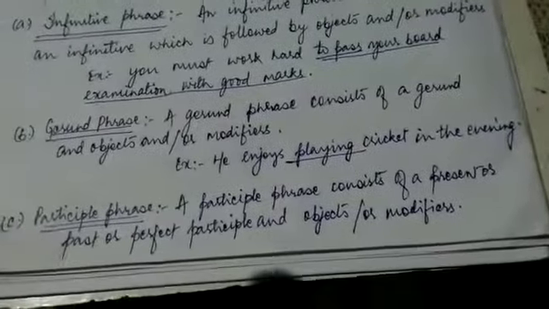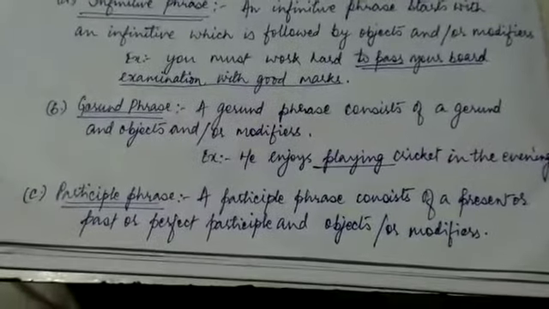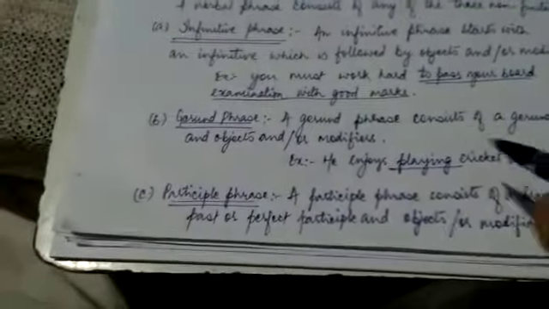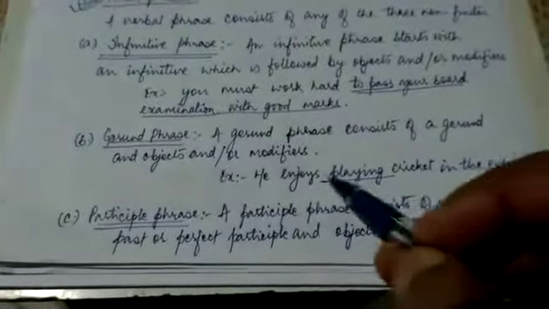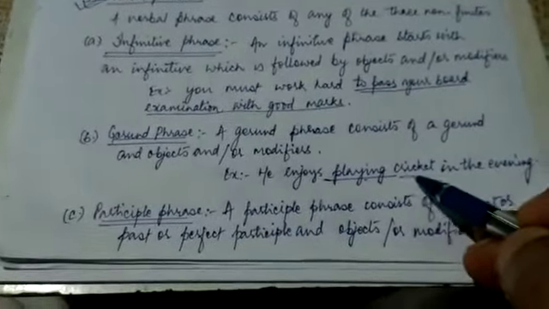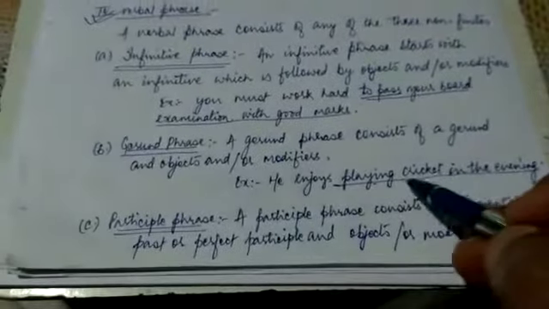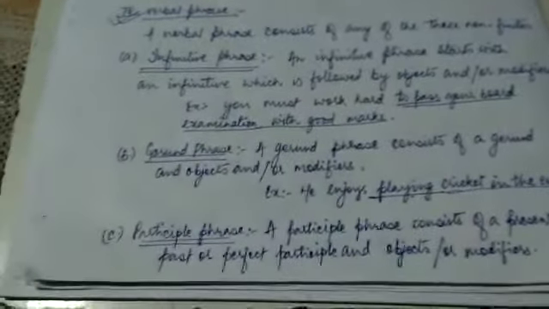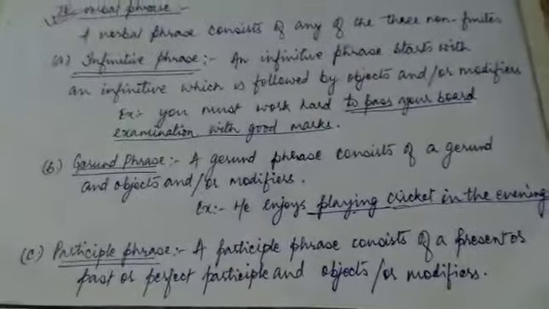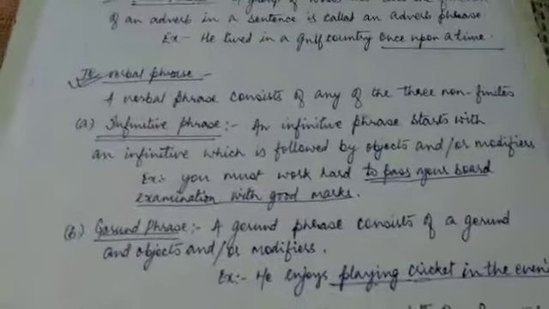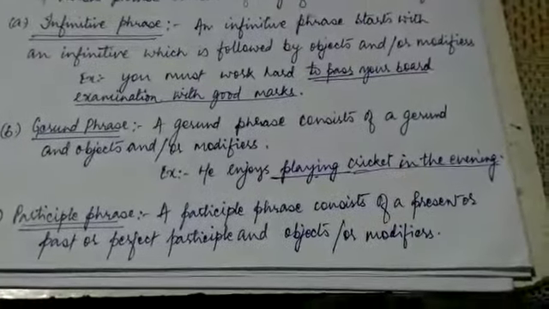Okay, now we have gerund phrase. A gerund phrase consists of a gerund and objects. So gerund, here we have example, he enjoys playing cricket in the evening. So here the gerund playing is there and this entire section would be gerund phrase. Now I doubt if you have any difficulty in understanding, rather I hope you all understand what an infinitive is, what a gerund is, and what a participle is.